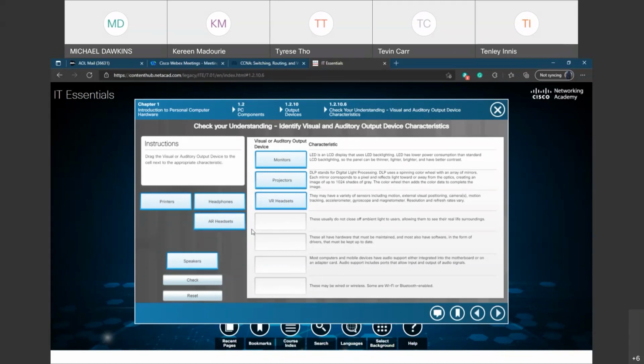And then you have these, which usually do not close off ambient light to users, allowing them to see their real life: AR headset. These have hardware that must be maintained, and most also have software in the form of drivers that must be kept up to date. Most computers and mobile devices have audio support, either integrated into the motherboard or on speakers.